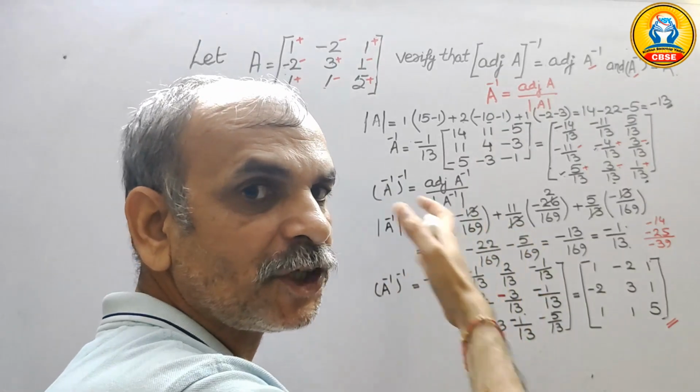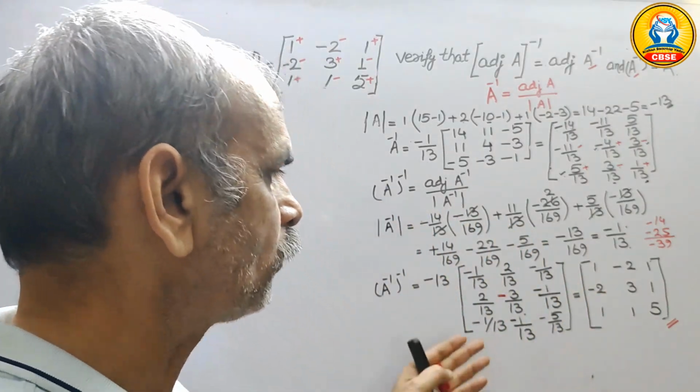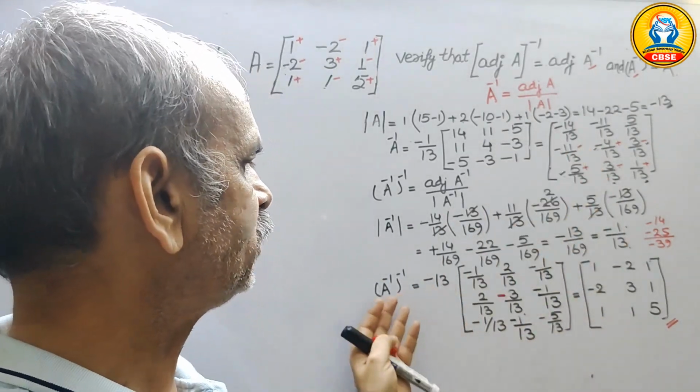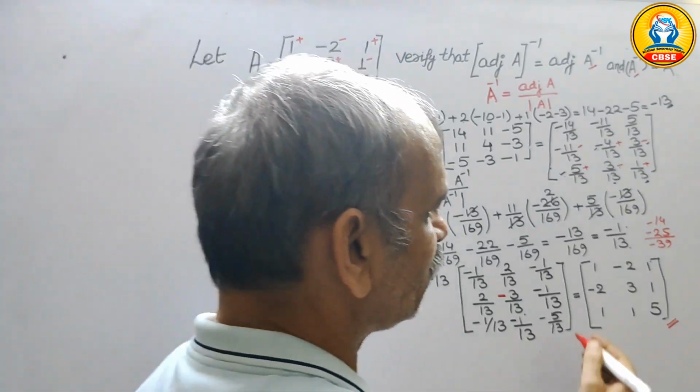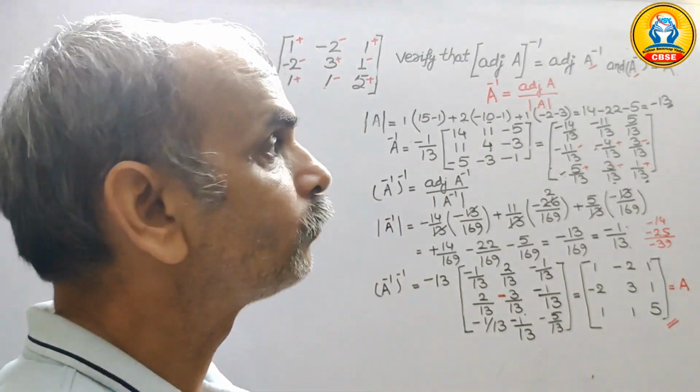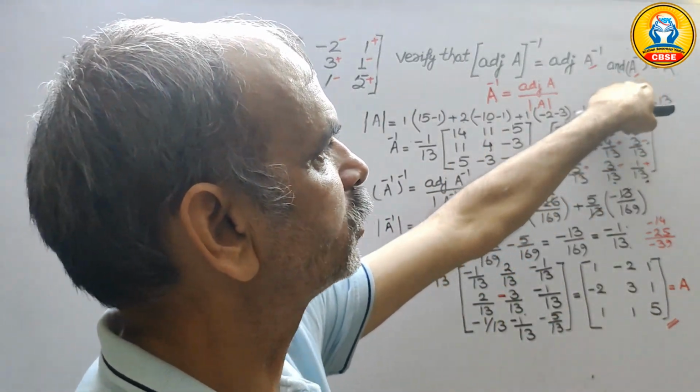So likewise we can check also. So here we have done one mistake. Okay. Now this gets over. So now we can say this is nothing but your A. We have proved this.